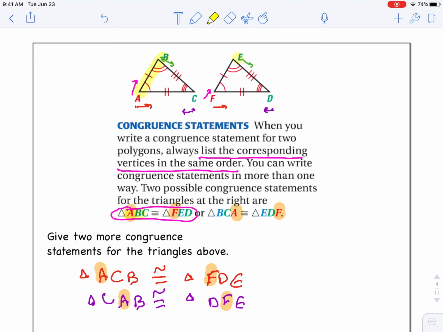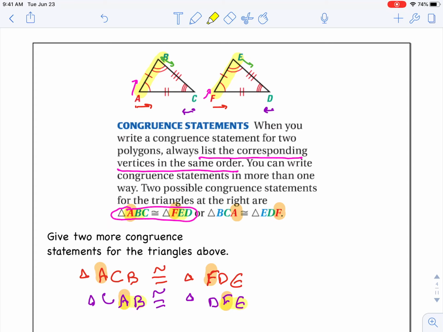So side AB each time in your statement has to be listed in the same order as side FE because those are the corresponding congruent. And again, notice how we have AB, and so AB and FE corresponding and in the same order.